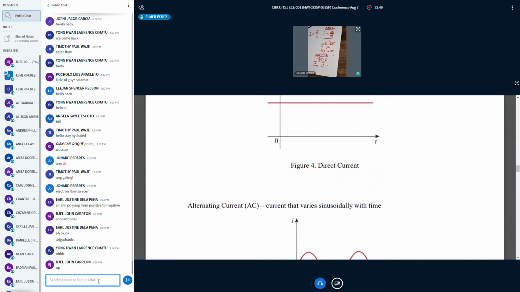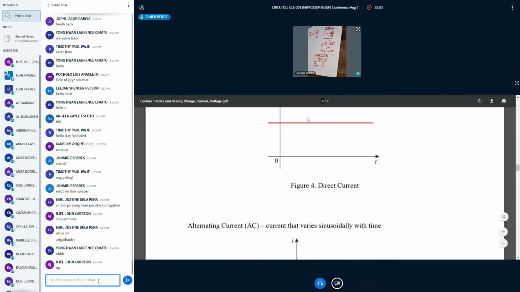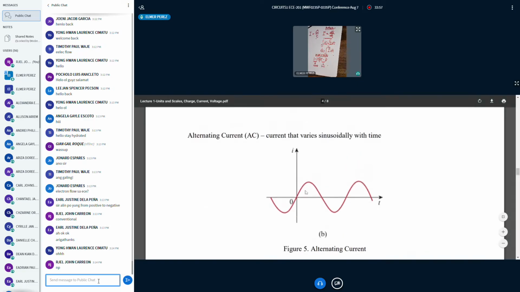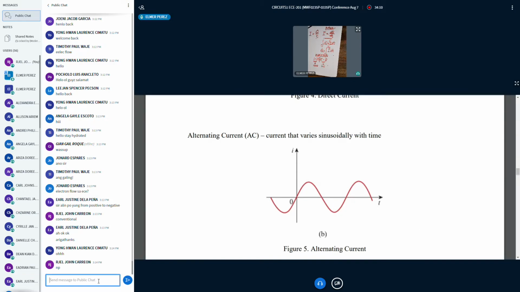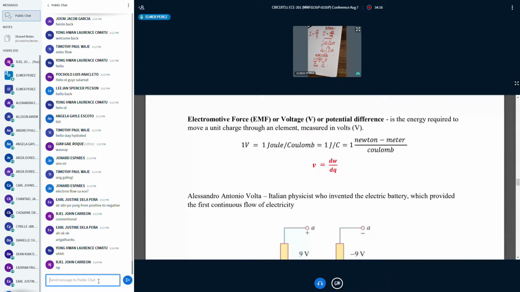So, halimbawa dito, after 1 second, ano yung kanyang current? It's still the same. Pero dito, pag sinabi natin at 0, the current is 0. Let's say 1 second, it is at this point. So, probably, let's say, that's 2 amperes. So, at any point in time, the current changes. Okay, so that's why it's alternating. So, that's AC. For direct, at any point in time, the quantity will be the same.